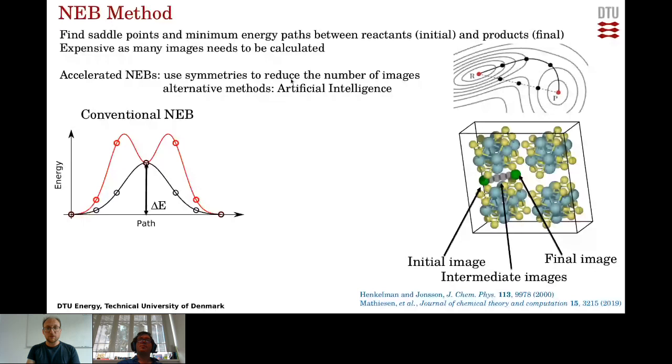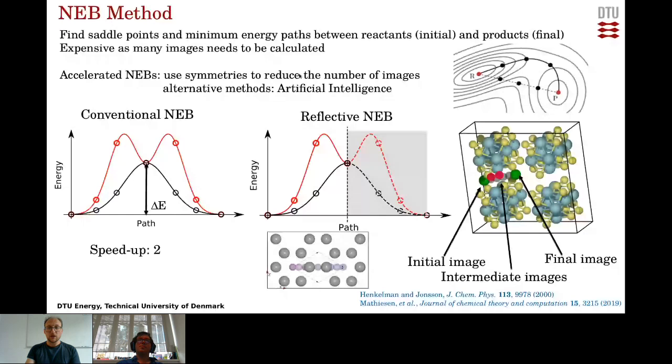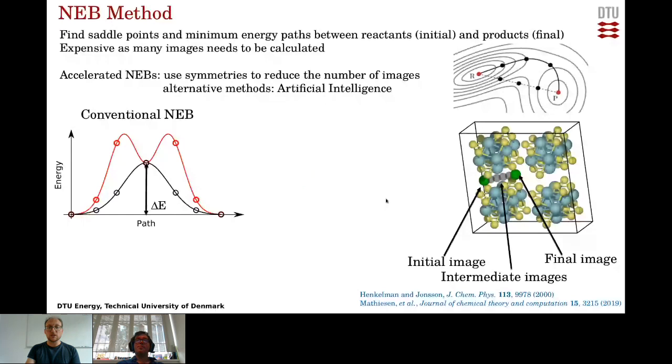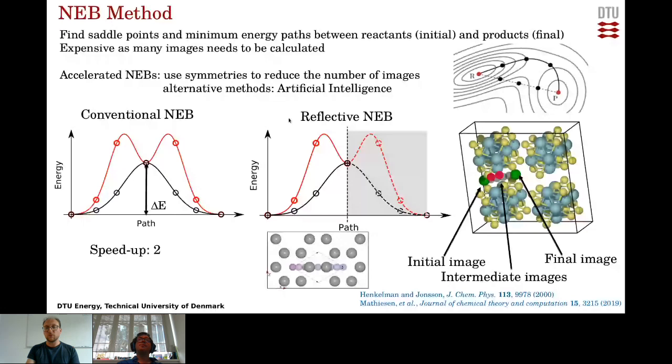So if your path is symmetric, you can see here, in a conventional NEB, you have to calculate these seven images that are the ones in gray here. But if the path is symmetric, you can use this so-called reflective NEB, where you just calculate half of the path, because you know that the other half will be exactly the same because of the symmetry. So in this case, you have roughly a speed up of 2.